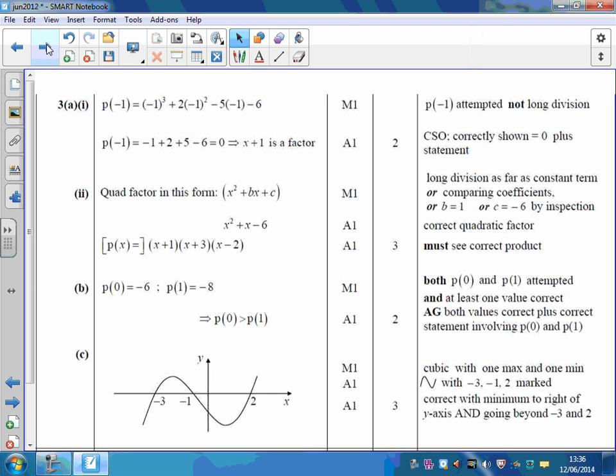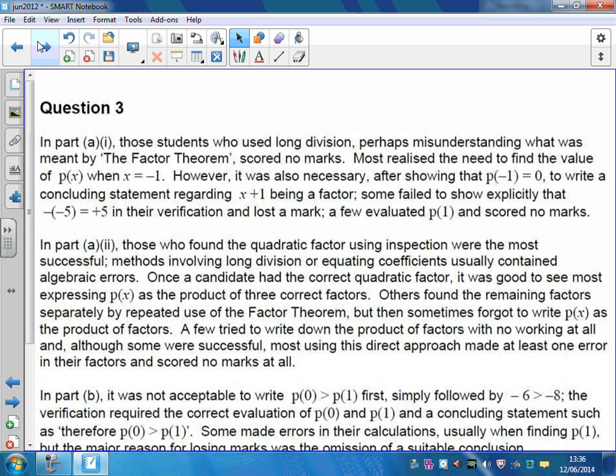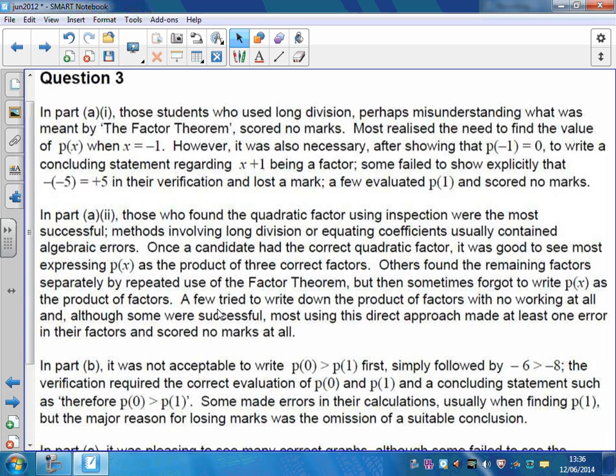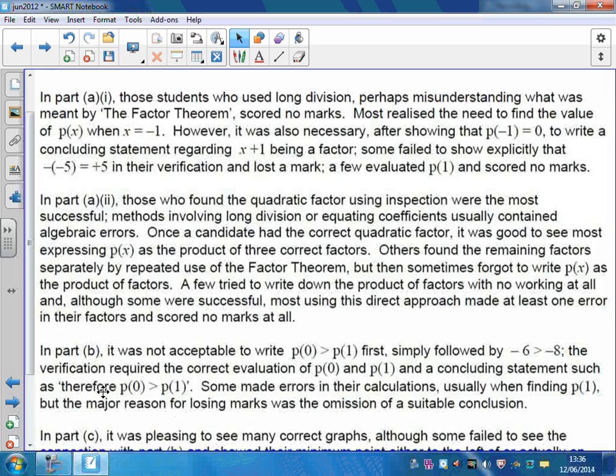Here's the mark scheme, and here's the examiner's report. People missing out the concluding statements there. People missing out the therefore there.